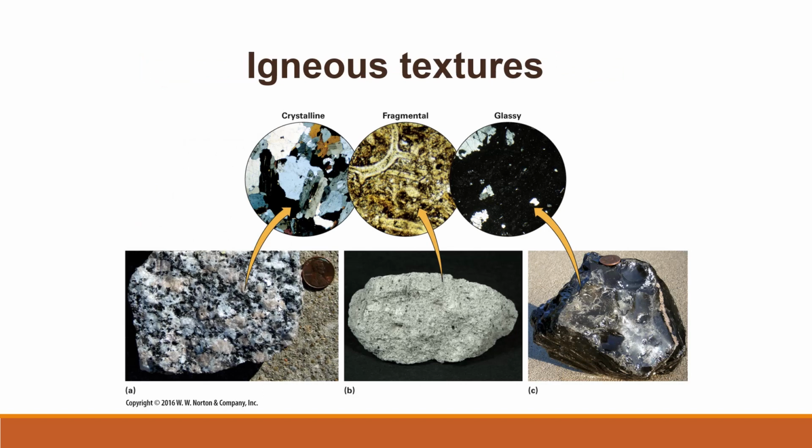The textures can be crystalline. These are the ones that are cooling from a molten material. It can be fragmental. These are the pyroclastic rocks, or it can be glassy, which is it's quenched. It is cooling immediately and doesn't have a chance to form any sort of crystals. Glassy texture means there are no actual crystals in there.